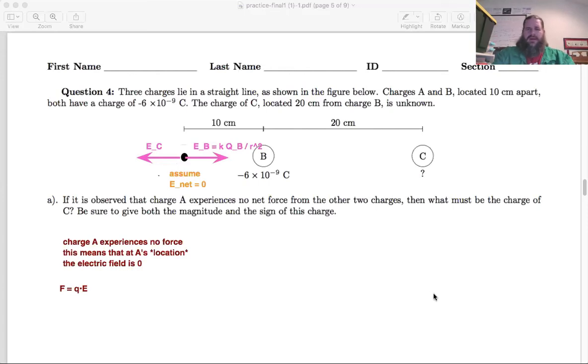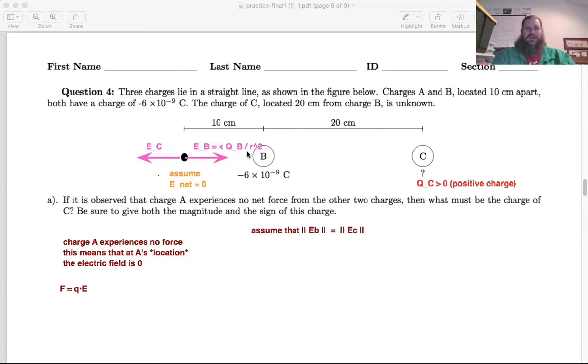So with that in mind, we now know what kind of charge C has to be based on the direction. We can also figure out how much charge based on the magnitudes of the vectors. Because if two vectors add up to zero, their directions have to be opposite. And what should we assume about their magnitudes? They're the same. Yeah. Let's assume that magnitude of electric field caused by B is equal to magnitude of electric field caused by C.